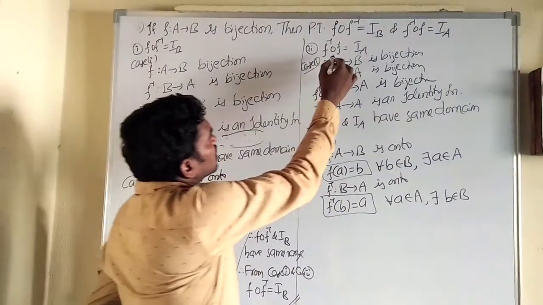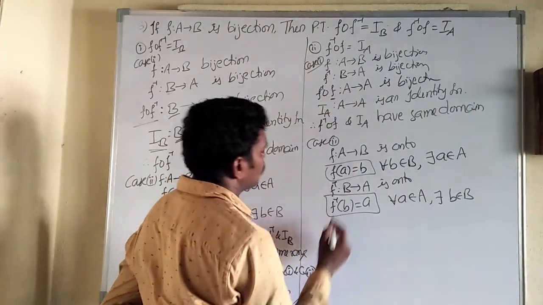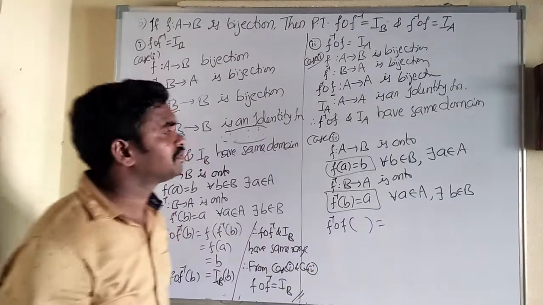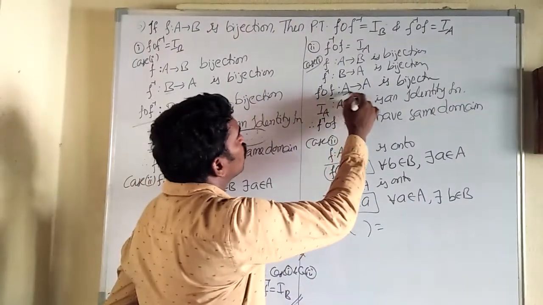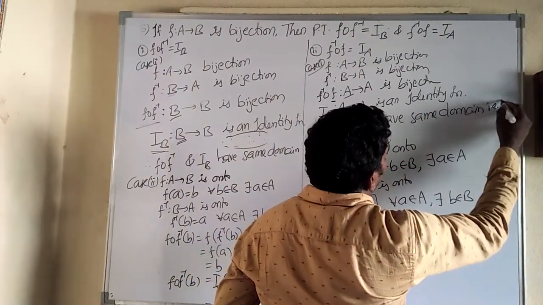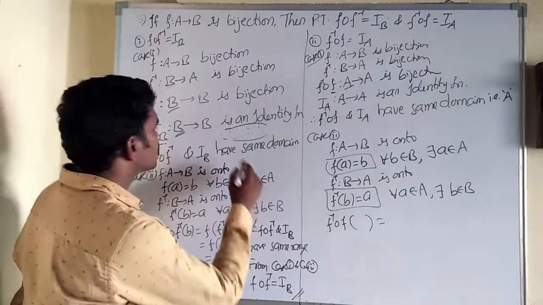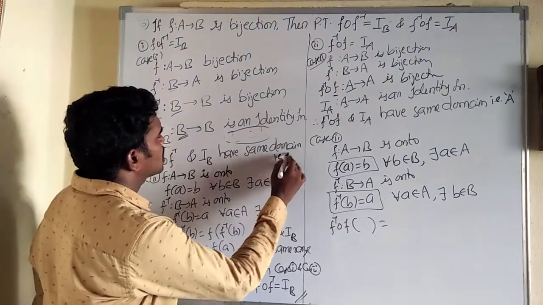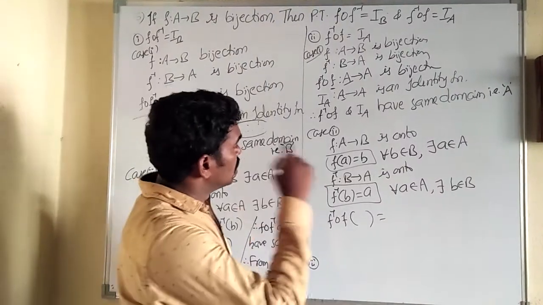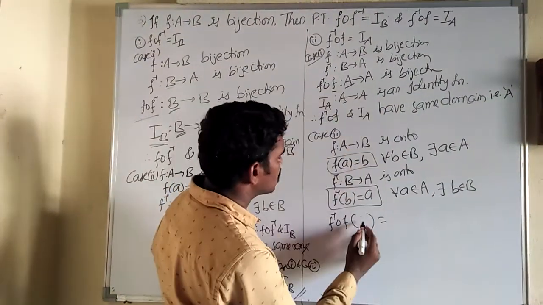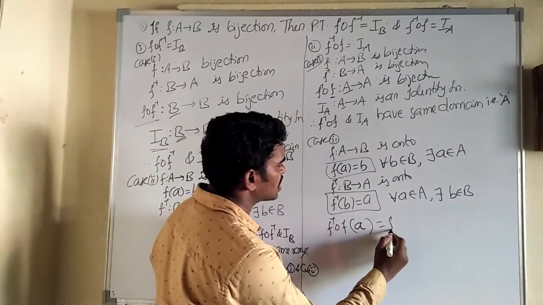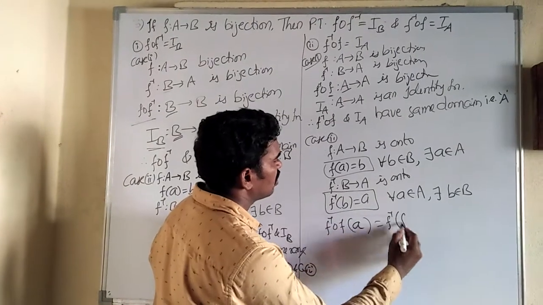Now take the left hand side. What is the left hand side? F inverse circle F. Of what do we have to take? What is the common domain? Both have the same domain, that is capital A. Here also they have the same domain, that is capital B. That is your wish, you can write it or not. What is the common domain? Capital A. So what is an element in capital A? Small a. Simplify this. F inverse as it is, bracket F of a.